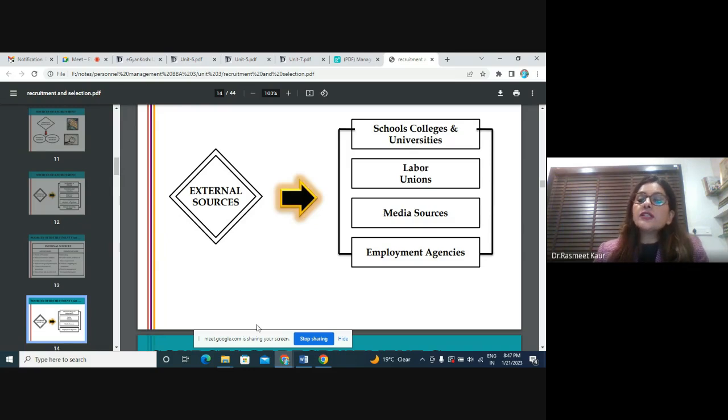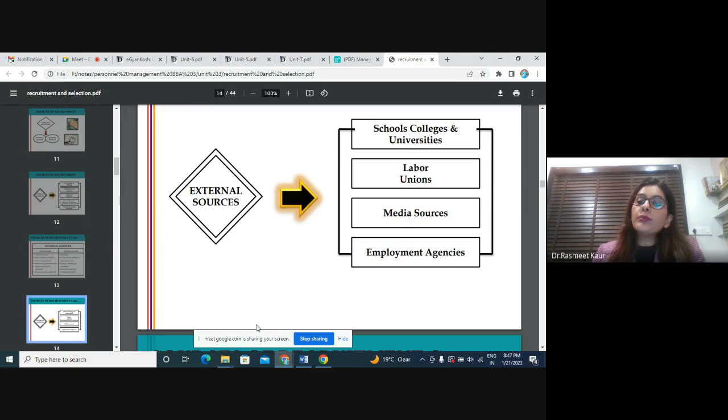Then another external source could be labor unions. We have trade unions, labor unions, which also support the management, that if there is shortage of HR and we look for human resources, then through these external sources, that is through labor unions also, we can look for the HR.